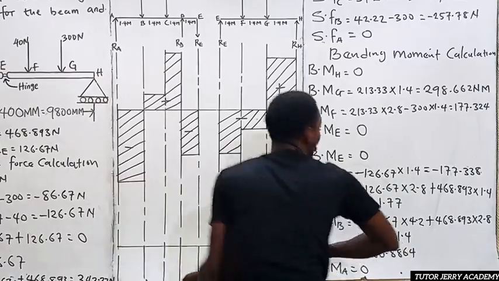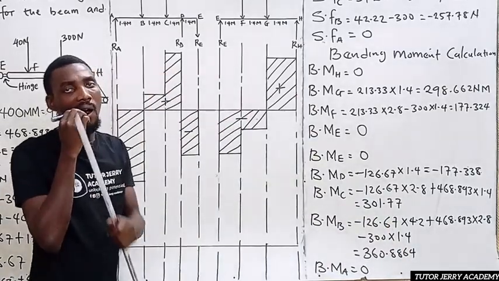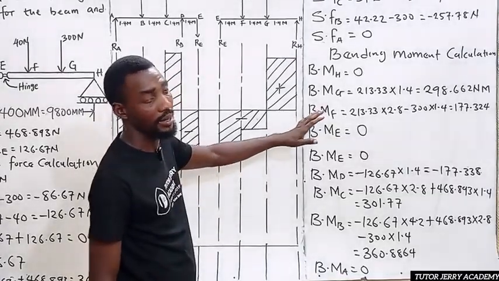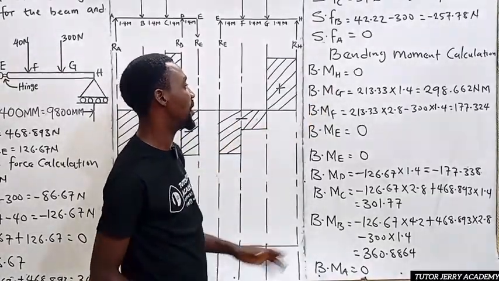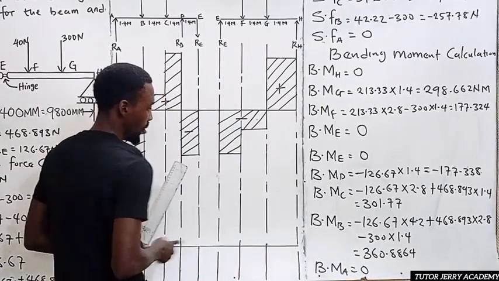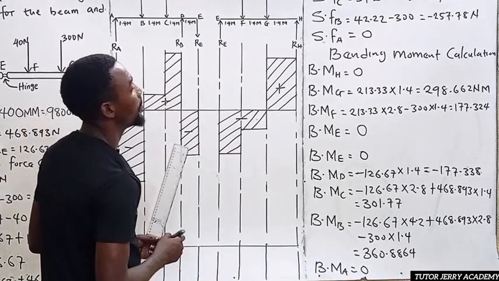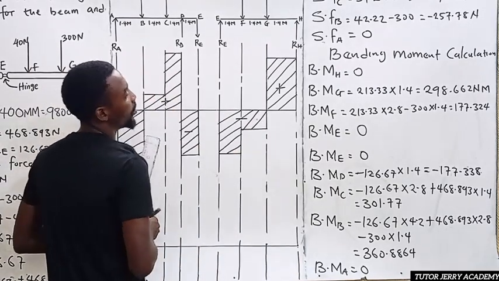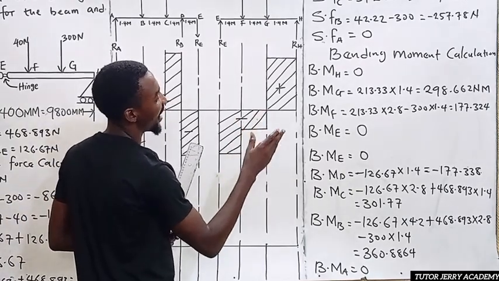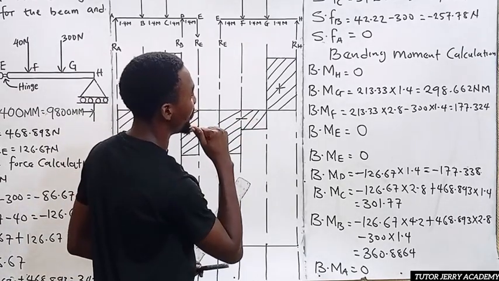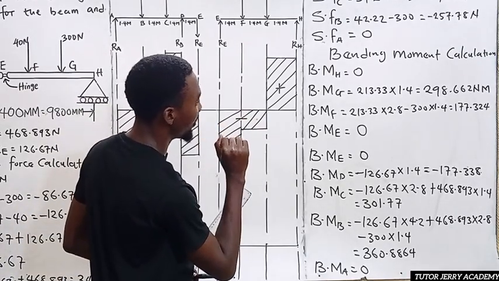All right. So let's start with the first beam now. The bending moment at point H is what? 0. So this point is going to be 0. All right. So the bending moment at point G is what? Is 298.666. I think that is the highest value for that beam, for that particular beam, right?